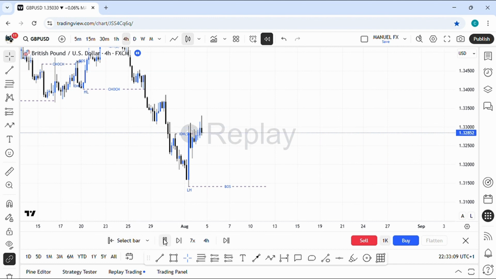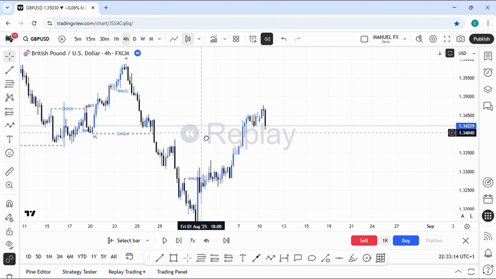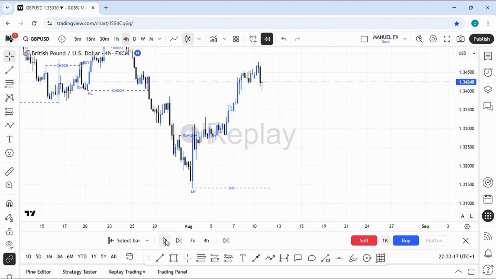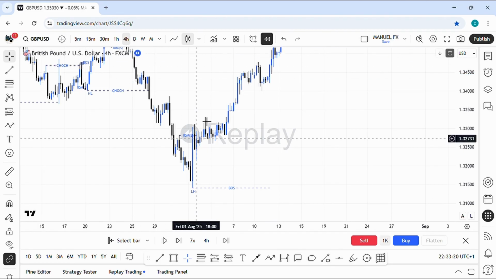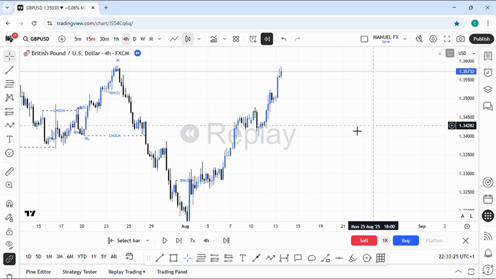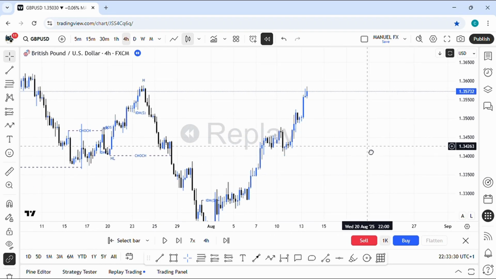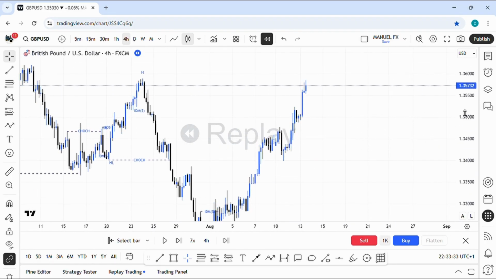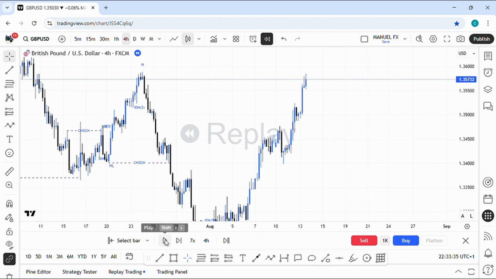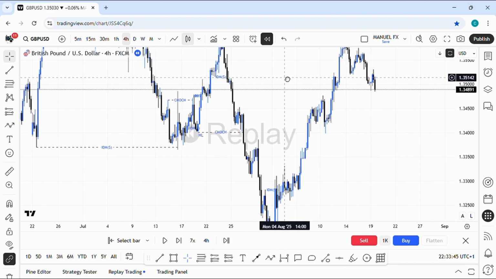So let's see what price does. You see, price retraces up. And let's see. And price is about to change character. That's what price does. A lot of persons are going to think that this is a change of character or a break of structure. No, this is a transfer of low.